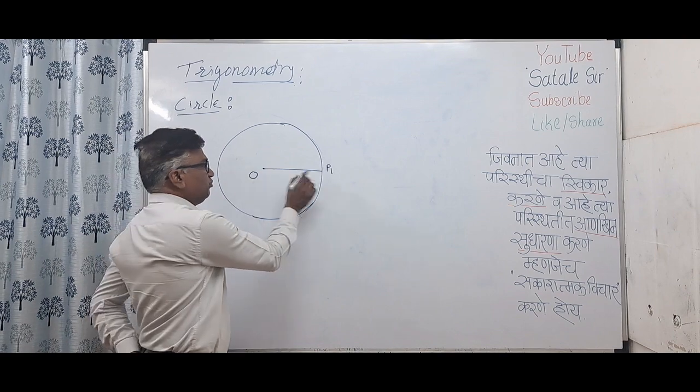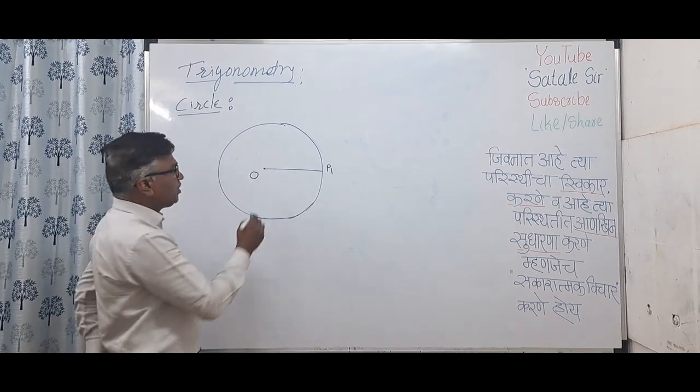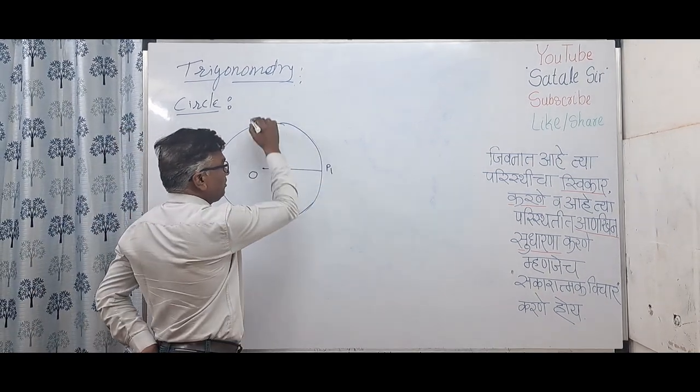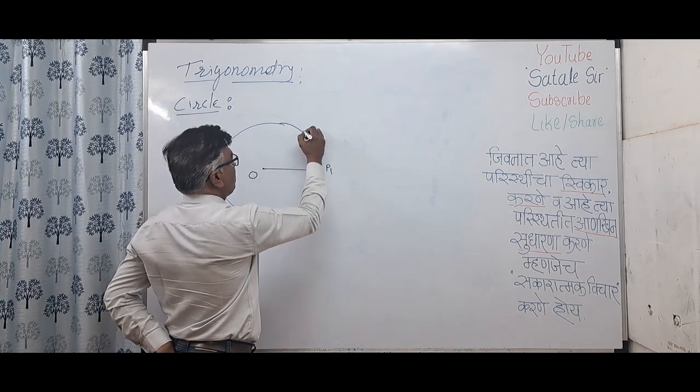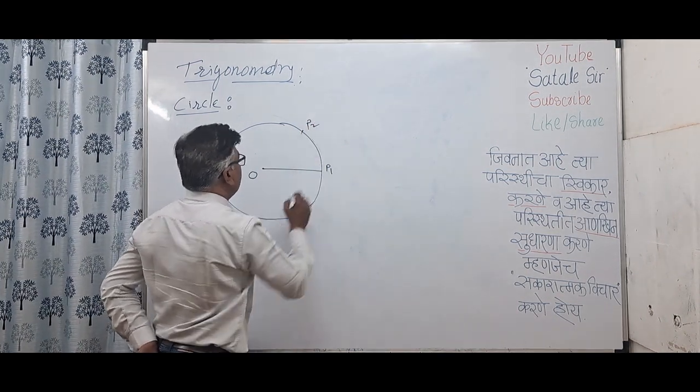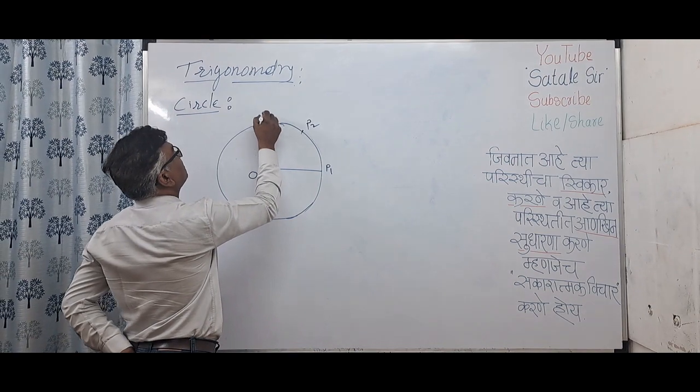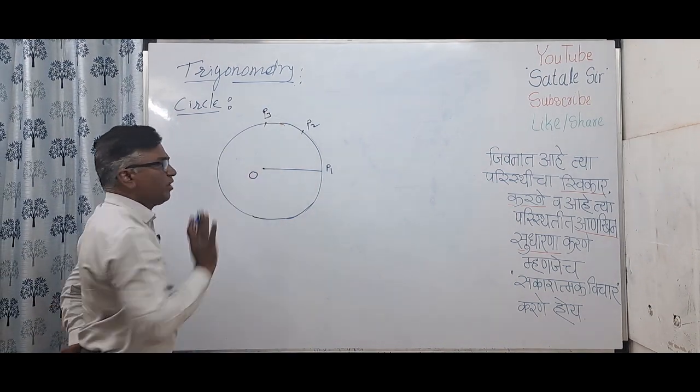That means it is 1 unit. So if I have a number of points, I can have points P1, P2 like that. Let us suppose I am having one point P2 here, and another point P3 here. You can have a number of points.